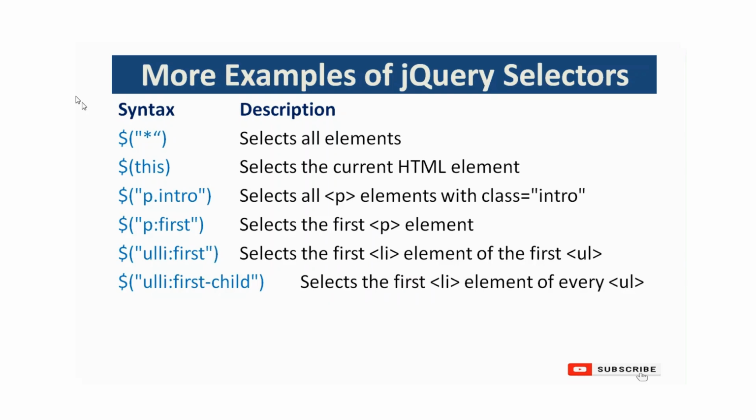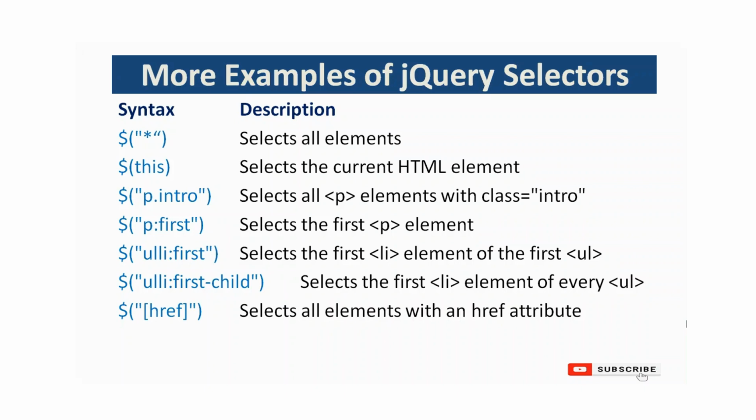ul li first-child selects the first element of every ul. So let's say there might be a requirement to select all the first elements of the unordered lists. This is how we can write it. The above one, ul li first, gives only the first element of the first unordered list. The second one gives each first element of every unordered list. That is the difference. This one is for selecting the elements with an href attribute.